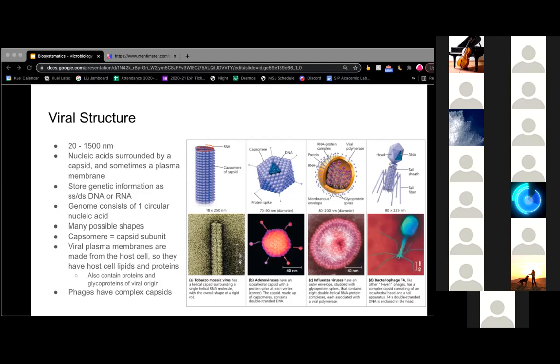So on the right here, you can see the diversity of viral structure, including the tobacco mosaic virus, which has a helical capsid surrounding a single RNA molecule, adenoviruses, which have the icosahedral capsid with protein spikes at each vertex, influenza viruses, which are most similar to coronaviruses, which have the characteristic shape of a lipid membrane surrounded by glycoprotein spikes and RNA on the inside. And the last virus you can see is a T4 bacteriophage, which contains a really complex capsid with a head, tail fibers, and a tail sheath.